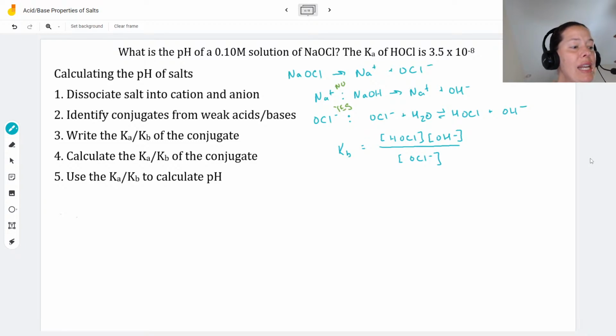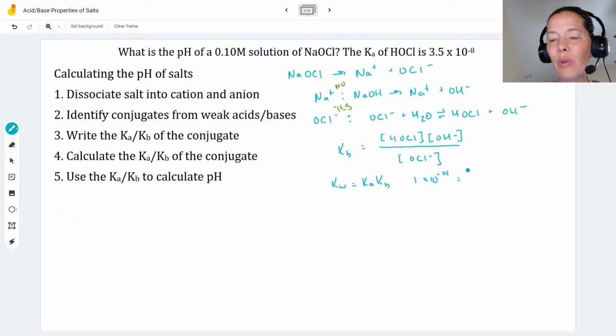All right, so now what we need to do is actually calculate this Kb. So we are given the Ka of our hypochlorous acid, but we actually need the Kb of its conjugate. So just like we said before, remember Kw equals Ka times Kb. So I'll just write this equation in. Kw equals Ka times Kb. Of course, Kw is 1 times 10 to the negative 14th. And that equals our Ka, which is 10 to the negative 8th, times Kb.